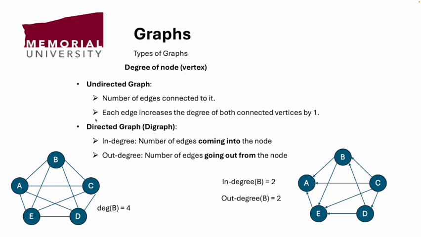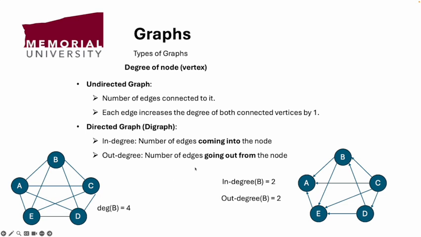Okay, we also introduce the degree, the degree of a node or degree of a vertex. For an undirected graph, the degree means the number of edges connected to the vertex. Each edge increases the degree of both connected vertices by 1. For example, this is the undirected graph. For the degree of vertex B, we just count how many edges: 1, 2, 3, 4. That's 4. So in this case, all the vertices have a degree of 4.